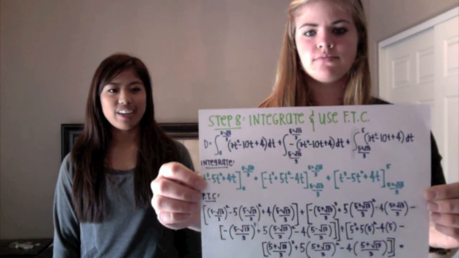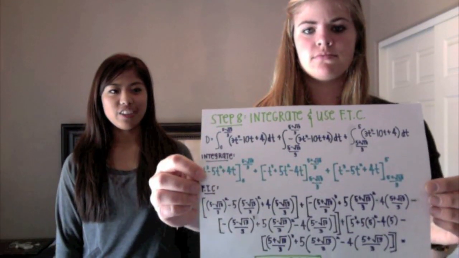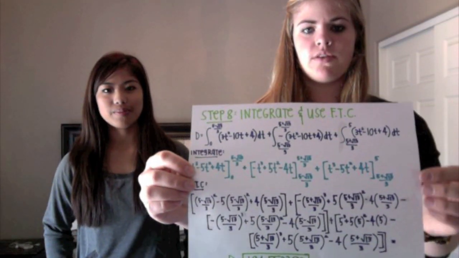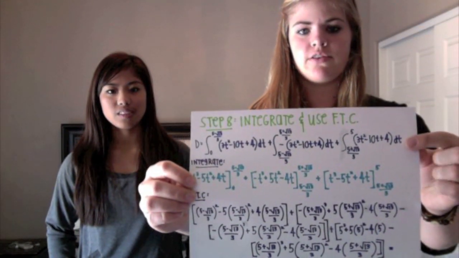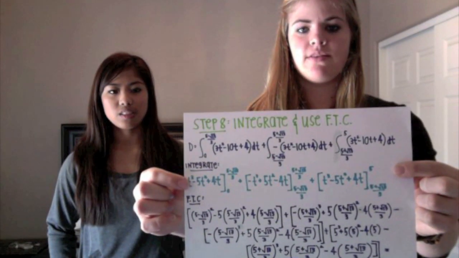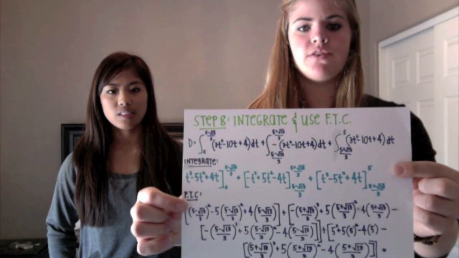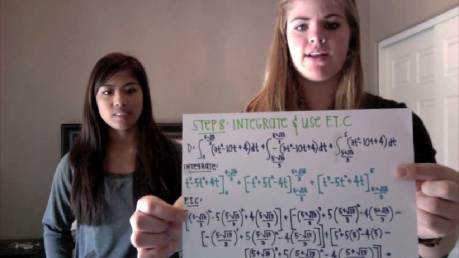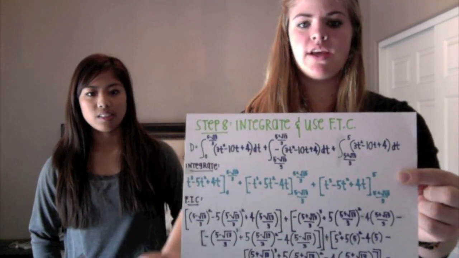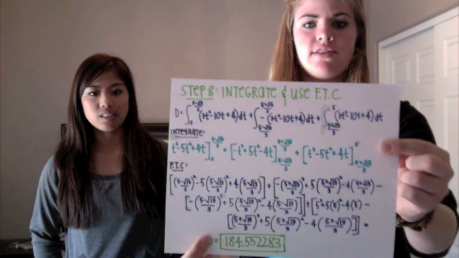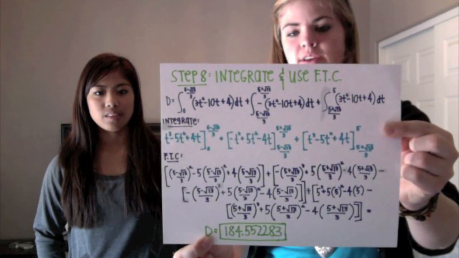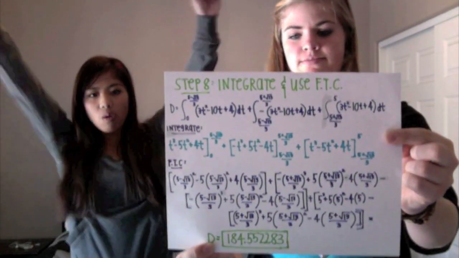Next, you want to integrate your 3-part integral and use FTC to find the total distance. So this is our distance integral that we just found. And then after that, we need to integrate it, which is shown right here. And then use FTC, which is f of b minus f of a for each part of the 3-part integral equation. And our final answer is 184.552283, which is our total distance.